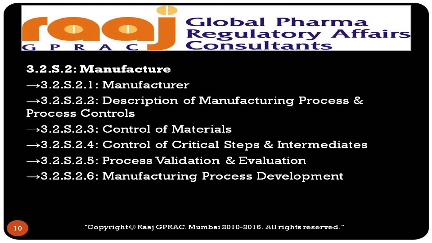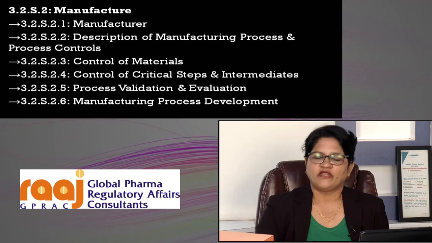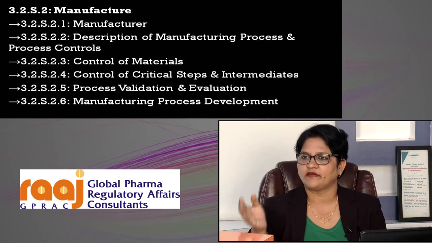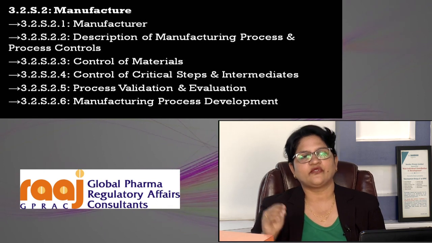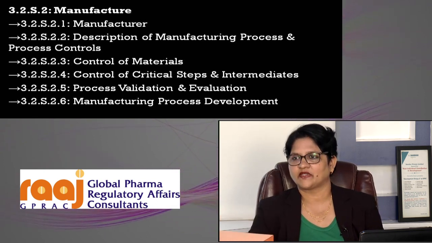And then let us talk about the S2 part, that is manufacture. Manufacture is again divided into S2.1 to S2.6, which gives the manufacturer information, that is who is the manufacturer, his name, address and everything, then the description of the manufacturing process and the process controls. Suppose your manufacturing process has 10 steps, then it has to be described in detail, that is step 1, step 2, step 3 up to step 10, and in between if any reagent, activator or solvent has been used, everything should be mentioned under the manufacturing process, and the manufacturing flow chart has to be given. Then the controls considered during the manufacturing of the drug substance you have to give in the write up.